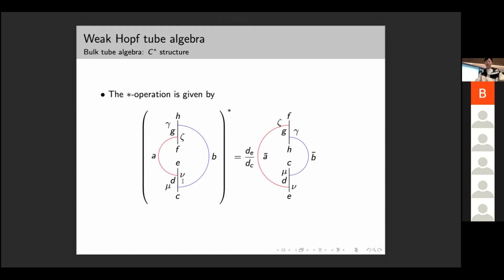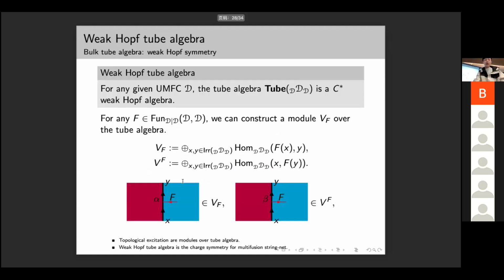A star operation can be defined in the following way. And we can show that this Hopf algebra is a C star Hopf algebra. Now, to argue that this gives the weak Hopf algebra, we need to argue that its representation category is just matching with the topological phase of this string-net model. There is a basic way that we can argue this. This is very similar to the Kitaev work.